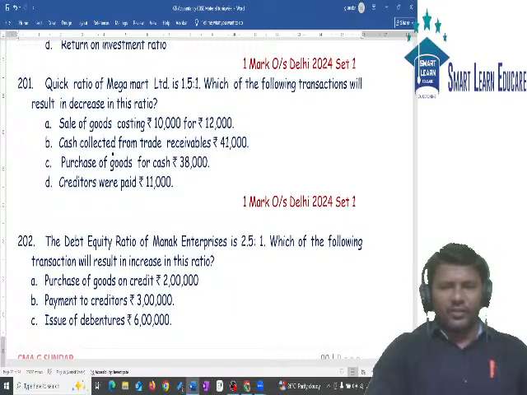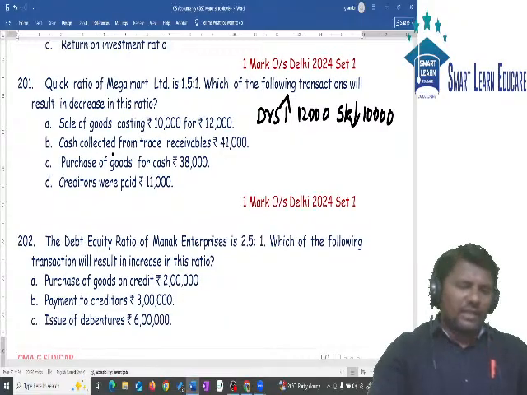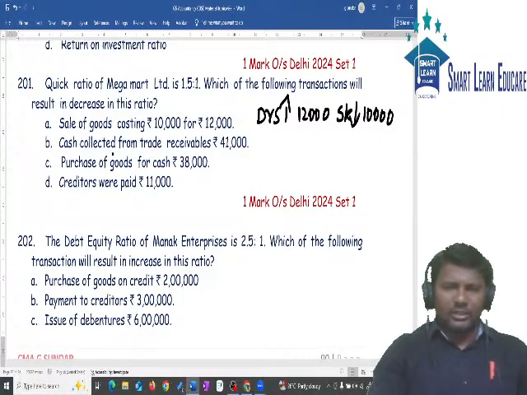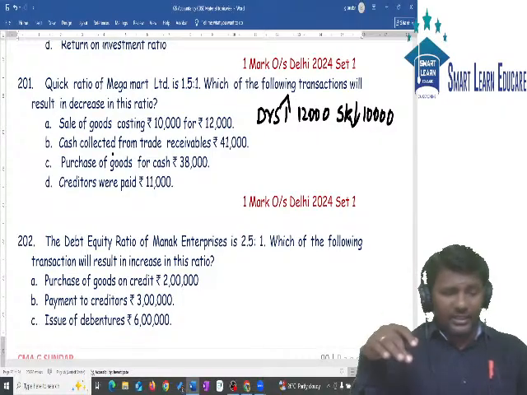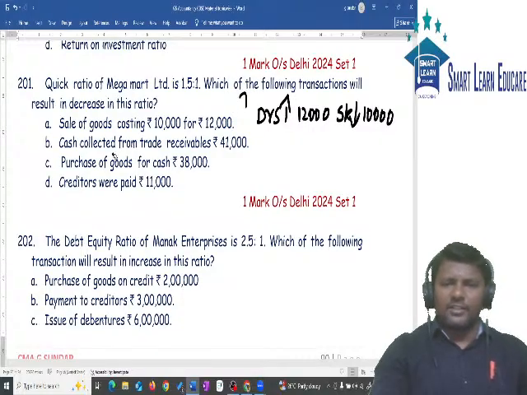What is the journal entry for goods sold? Okay, 10,000 worth of goods is sold for 12,000. What is the impact? Your debtors will increase by 12,000, and your stock will decrease by 10,000. Debtors increase by 12,000, meaning your asset increases because of this transaction.